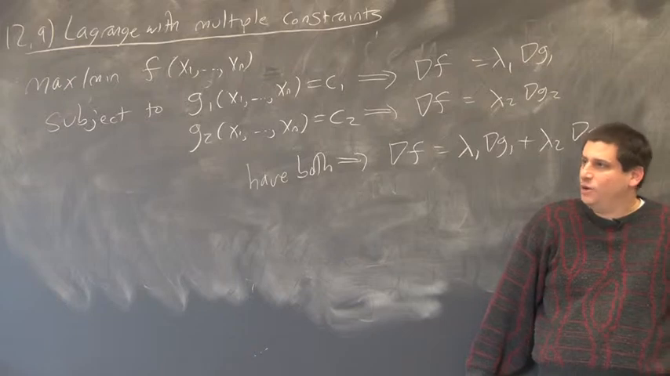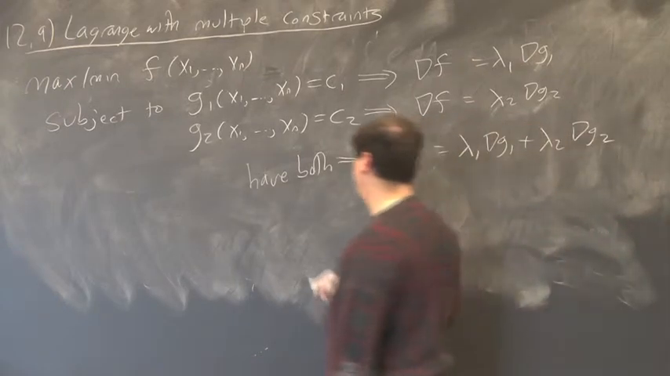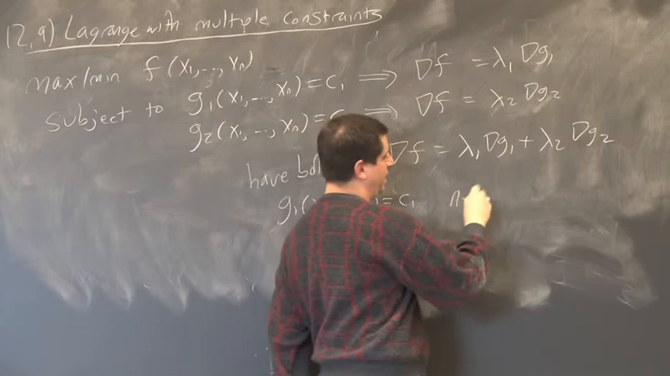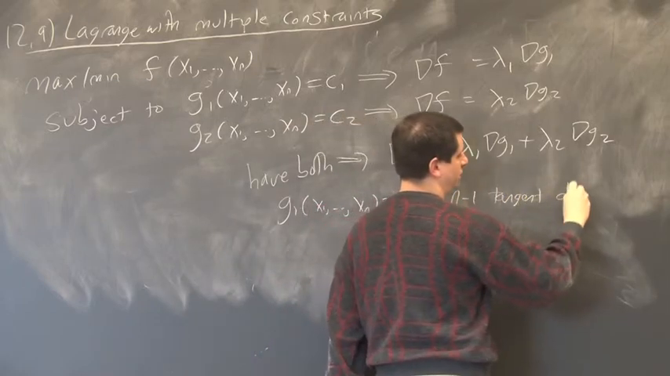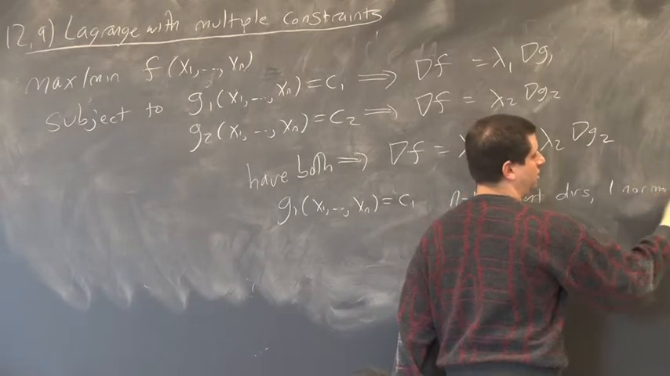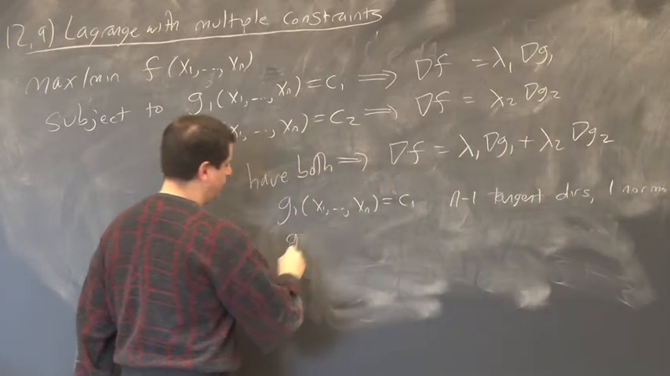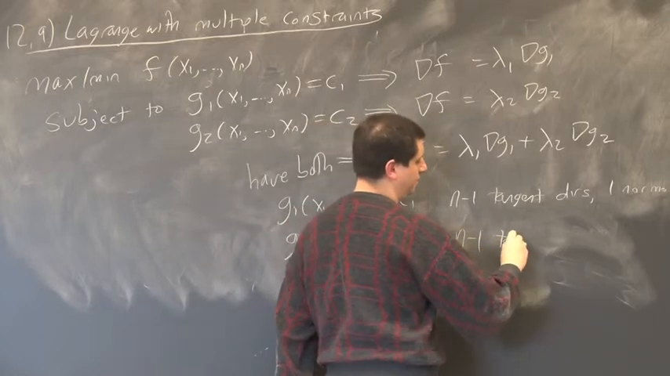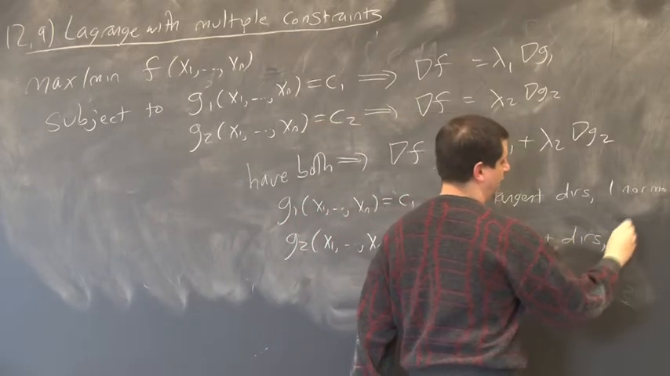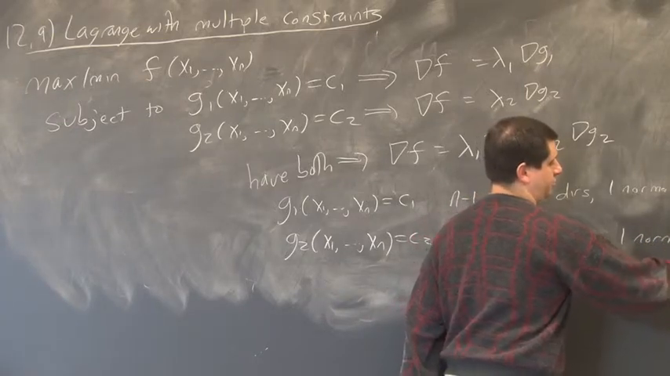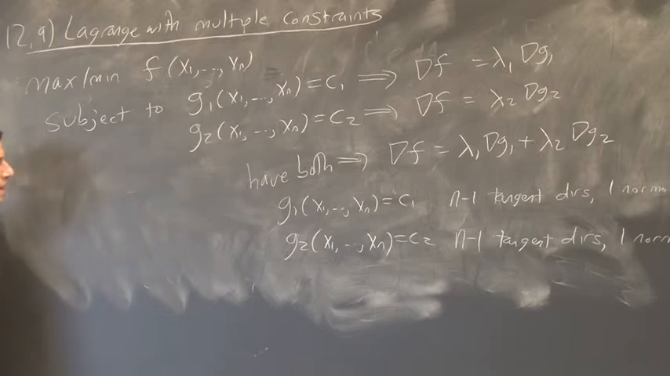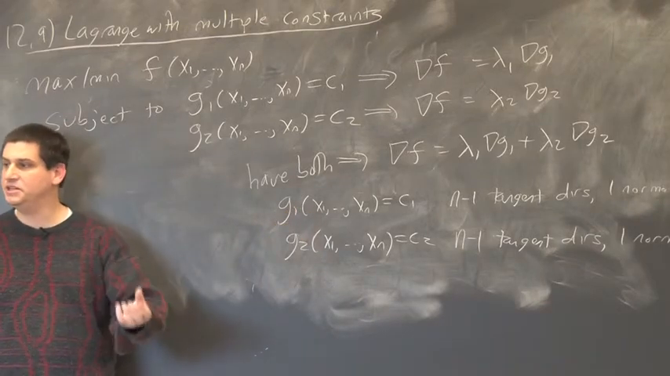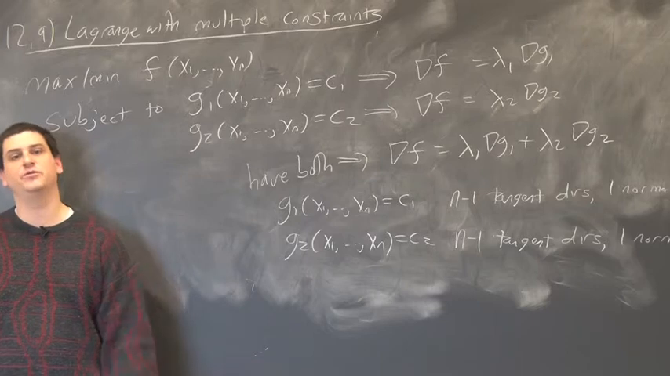Okay? Let's think for a moment as to why this might be true. If we have just g1 of x1 through xn is c1, we have n minus 1 tangent directions, and we have one normal direction. If we have g2 of x1 through xn is c2, we have another n minus 1 tangent directions, and we have one normal direction. I just want to give you a rough sense as to why this is true. If I only had this constraint, then to be at a maximum or minimum, I had to be perpendicular to every tangent direction. Well, the only direction that was left was the normal.